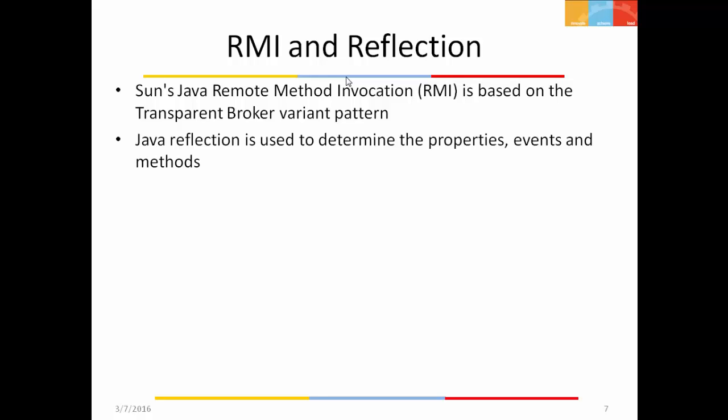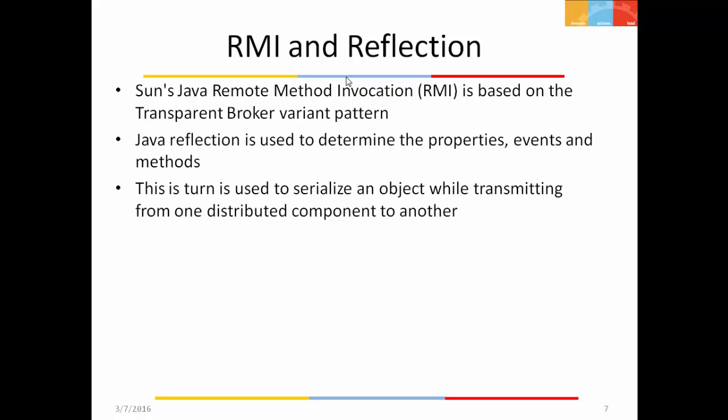Since Java, when the language was designed right from the beginning, started introducing reflection as a part of the JDK. Java reflection is used to determine the properties, events, and methods, and that's used to implement this remote method invocation. In fact, this reflection is also used while transmitting an object from client to server.